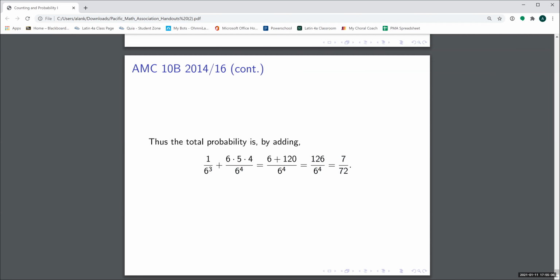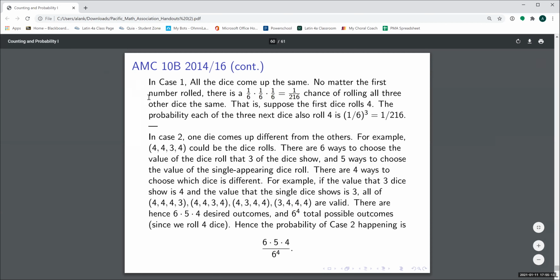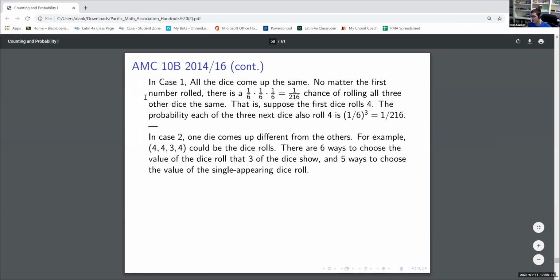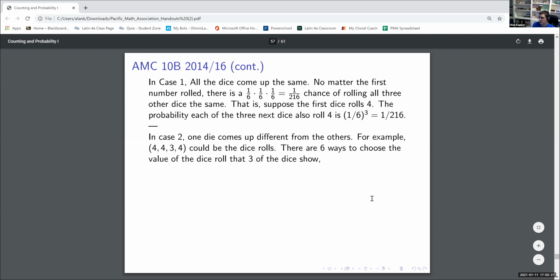Somebody's asking why you multiplied by 4 in the second case, and if you could go over what case 1 and case 2 are again. Sure. Case 1 is when all the dice come up the same, and case 2 is when one die comes up different from the others.